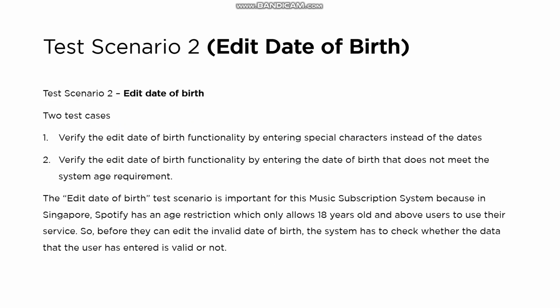For my two test cases for this scenario, I'll verify the edit date of birth functionality by entering special characters instead of the date. If the user enters special characters, we will need to show the error message, and we are not allowed to have special characters in the text because we cannot identify the correct date if the user enters special characters. The second test case is to verify the edit date of birth functionality by entering a date of birth that does not meet the system age requirement, which in this case is 18 years old.